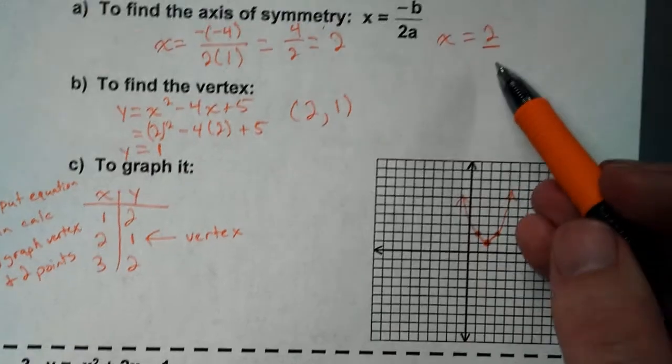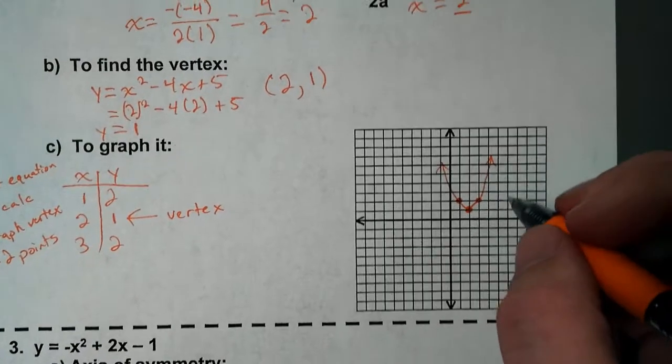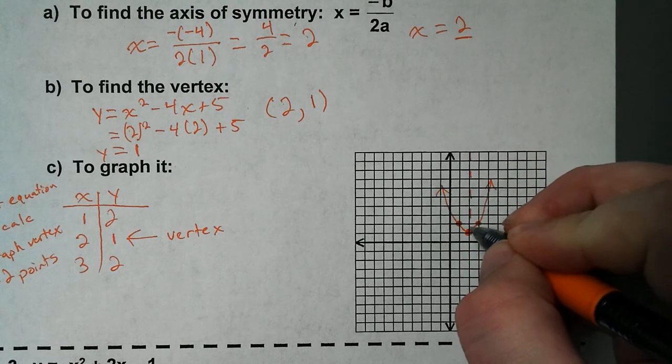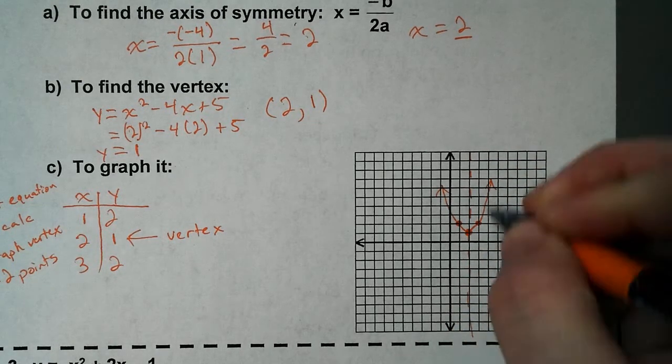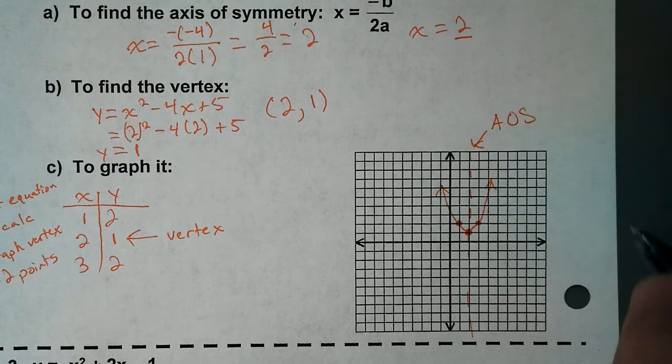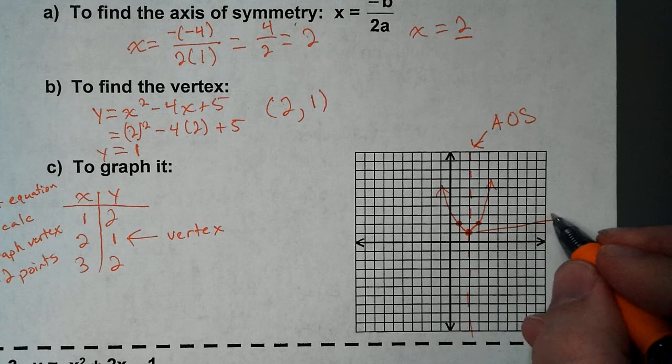The axis of symmetry was at x equals 2. It's always going to go through your vertex. So let's put it in there. Let's label it. That is our AOS, axis of symmetry. And our vertex, this bottom point, was at 2, 1.